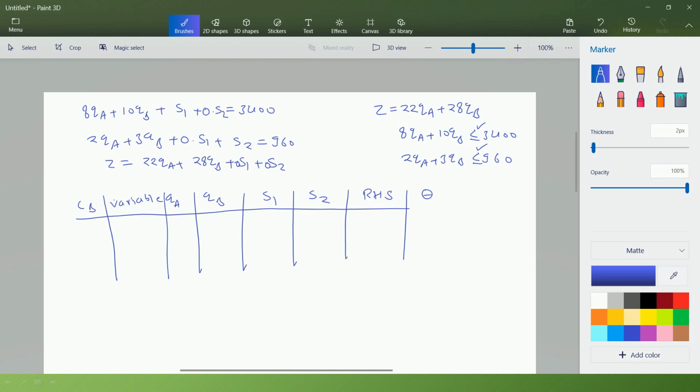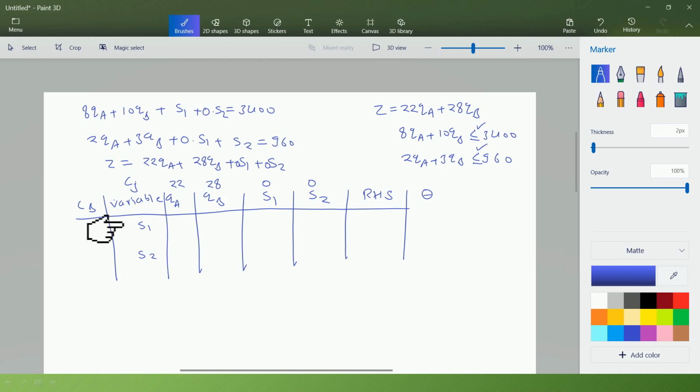Initially we will start with S1 and S2. This is the tabular form. If the equation has two slack variables, you have to memorize it. This you have to write, and after that you can start solving your problem. Here I will write Cj. Cj is nothing but the coefficient of the objective function: 22, 28, 0, 0, and here we have nothing.